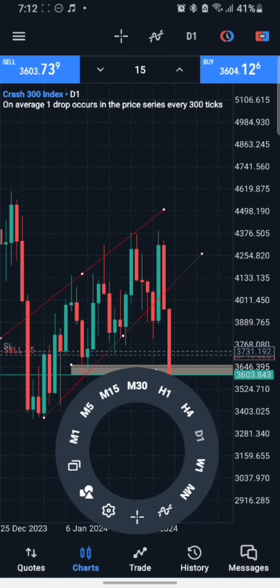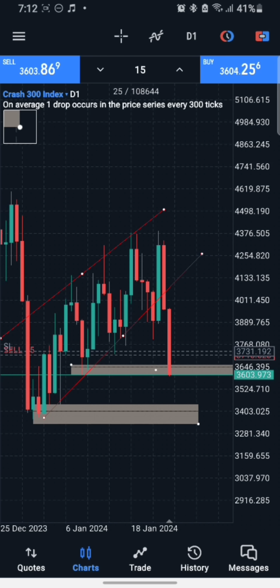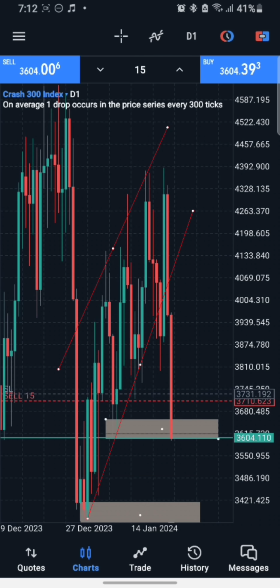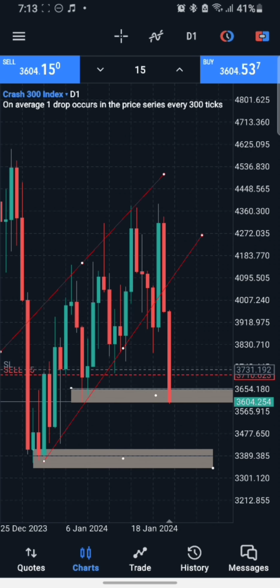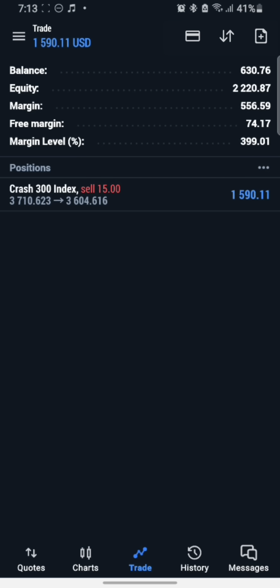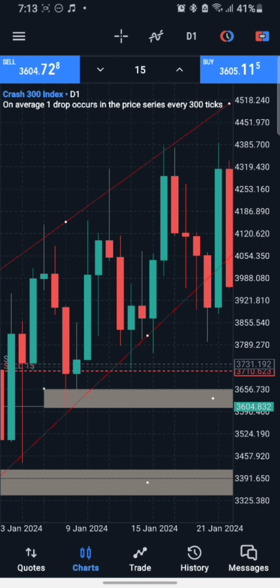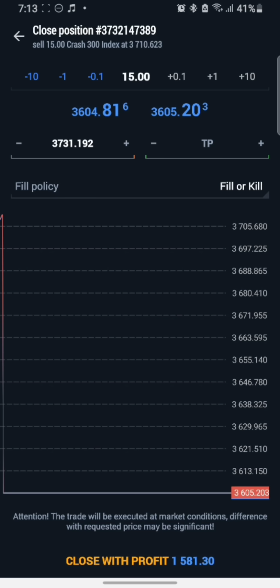Mind you, this is a Crash 300 pair, which means it is associated with spikes. So usually when I'm trading spikes, I usually use indicators like stochastics, moving average and Bollinger Bands. They are important, but sometimes you just have to use pure price action and enter the market. So I just added more positions. I closed that one and added more positions.